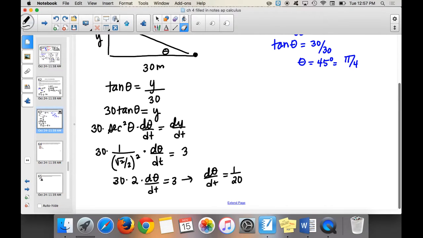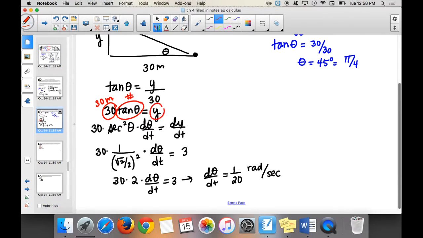And what would my units be then? It's radians per second. Does that make sense? So if we don't have anything, we put radians. So it's like nothing per second, radians per second. And how can you figure that out? You could go back to your original and you could say, okay, what was this 30? This 30 was 30 meters, right? Tangent of theta is a number, and y is meters. So when I took the derivative, this was still 30 meters.